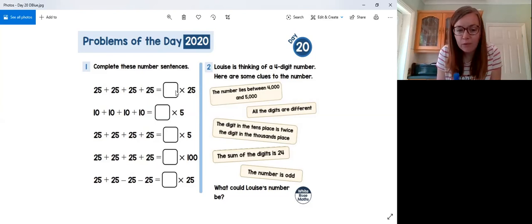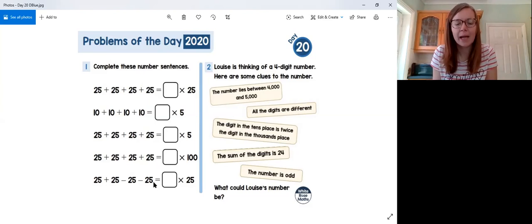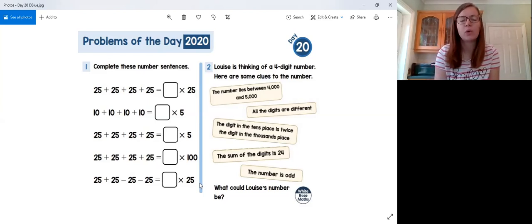Okay, now this last one, we've got to look very carefully at this last number sentence because it's not all additions. We have some subtractions in here. So we're going to do 25 plus 25, which gives us our 50. Then we're going to take 25 back off again. So we've just gone back to where we started of 25. And then we're going to take another 25 off. So we had 25, we've taken 25 away, meaning we've got nothing left. So what's our rule? How many lots of 25 is nothing? It is 0 lots of 25.